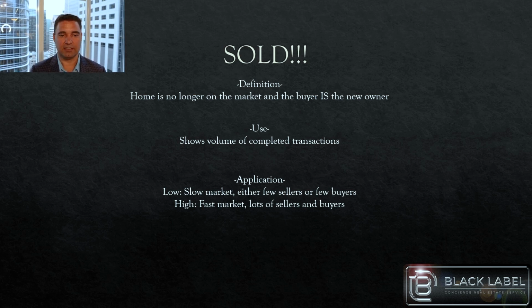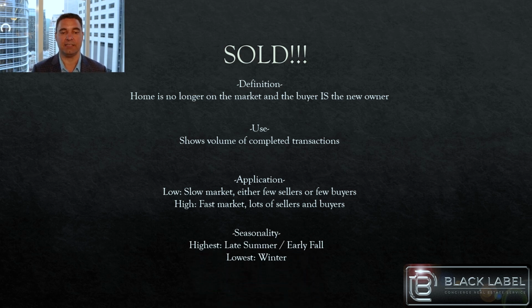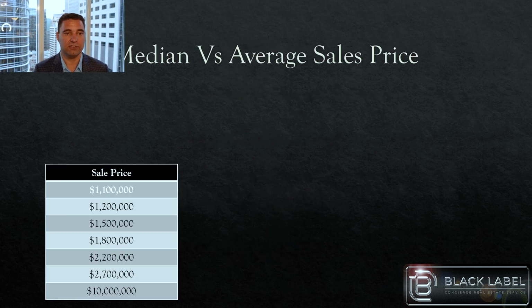Again, application-wise, in a slow market, this number is going to be low because you have either few sellers or few buyers. And if the number of sold listings is high, that basically means that there's lots of sellers and buyers. Seasonality, you'll find the highest amount of sold listings in the late summer, early fall, and it's usually lowest in winter. Again, people in winter generally don't like to move. So you will almost always see it slow down come November, December, and then kind of into January.